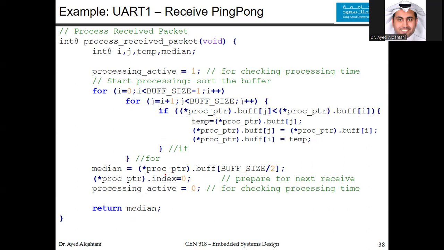And now you return the median. But before that, you wipe out the buffer. Since now you have 10 members in the buffer, you sort them, you pick the median, you're done. Make the index 0 and finish the processing. So now you are ready for the next batch and you return the median value. That's simply how to do it.